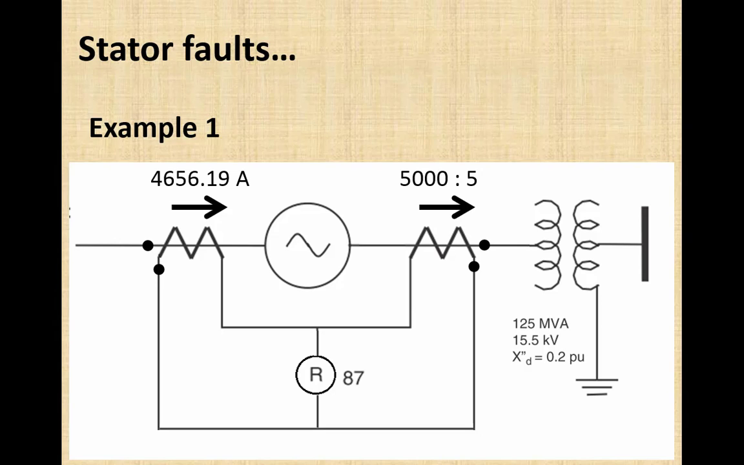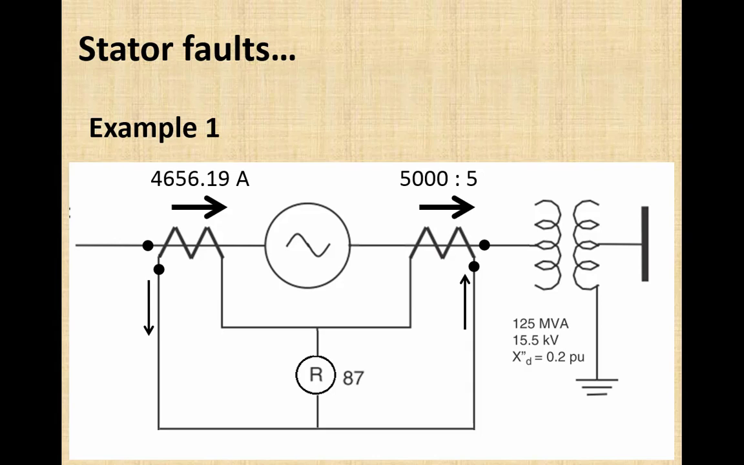Now, according to this polarity marking, the direction of current in the secondary here will be away from the dotted end, because the primary current is flowing towards the dotted end in the primary, so the secondary current will flow away from the dotted end. On the second CT, which is between the winding and the transformer, the primary current is flowing away from the dotted end, so the secondary current will flow towards the dotted end.